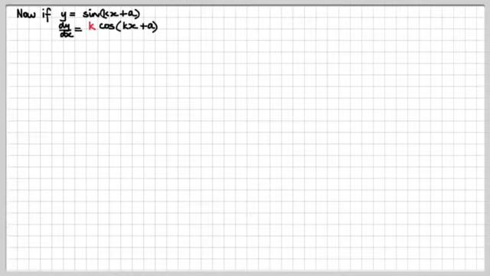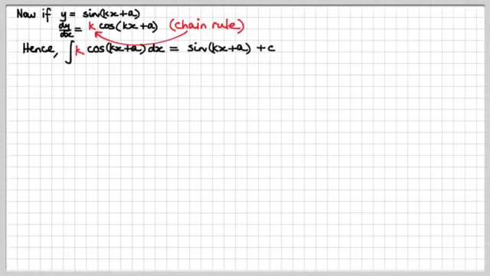Yes, it's k times cos of kx plus a, and we know that this k term here is a result of doing the chain rule. Okay, we know that the derivative is cos of the thing times the derivative of the thing in here, which is k. Yes? This is the chain rule as I just said. Hence, ladies and gentlemen, if we went backwards and anti-derived this derivative, then we get back to our original function, wouldn't we? Plus c, of course, don't forget the c.